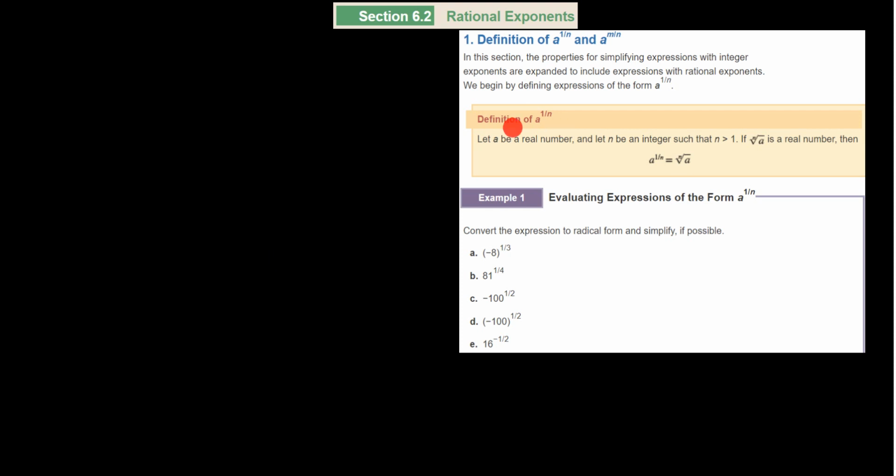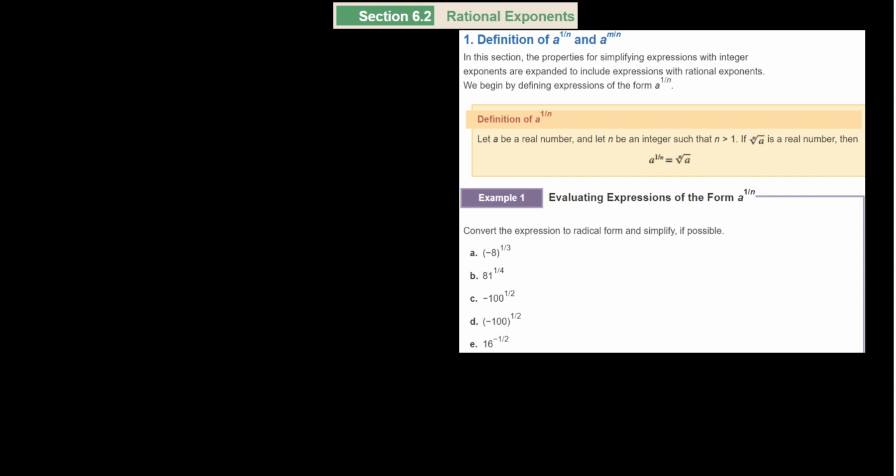So here's our definition. Let a be a real number and let n be an integer such that n is greater than 1. If the nth root of a is a real number, then a to the 1 over n is equal to the nth root of a. So notice how the denominator of the rational exponent is the root. Okay, so we can write this.